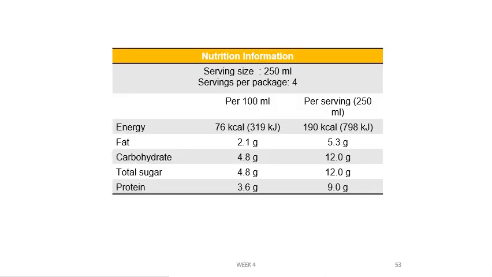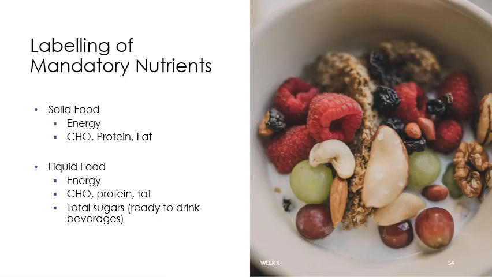That's why if you look at the nutritional labeling on the food package, you will see that it tells you the energy per serving and also per 100 ml or per 100 grams. Labeling is important for mandatory nutrients. For solid food, these are energy, carbohydrate, protein, and fat, whereas for liquid food they are energy, carbohydrate, protein, fat, and also total sugar, especially for ready-to-drink beverages.